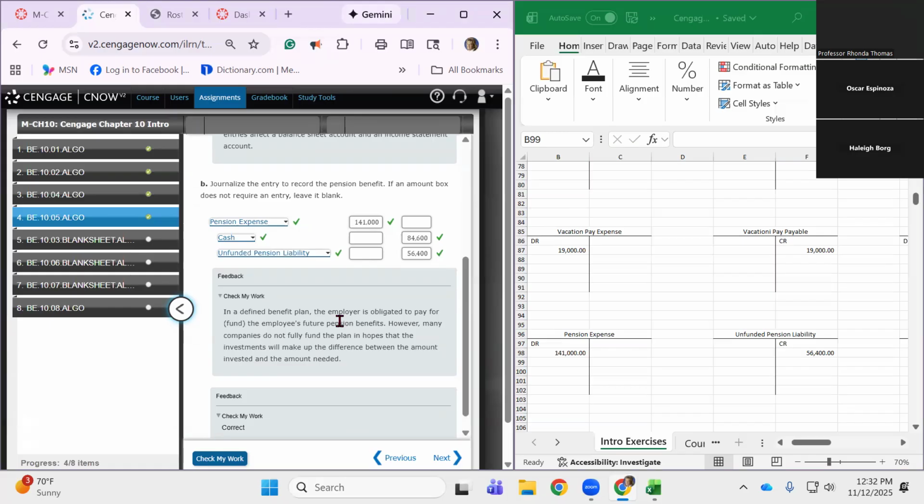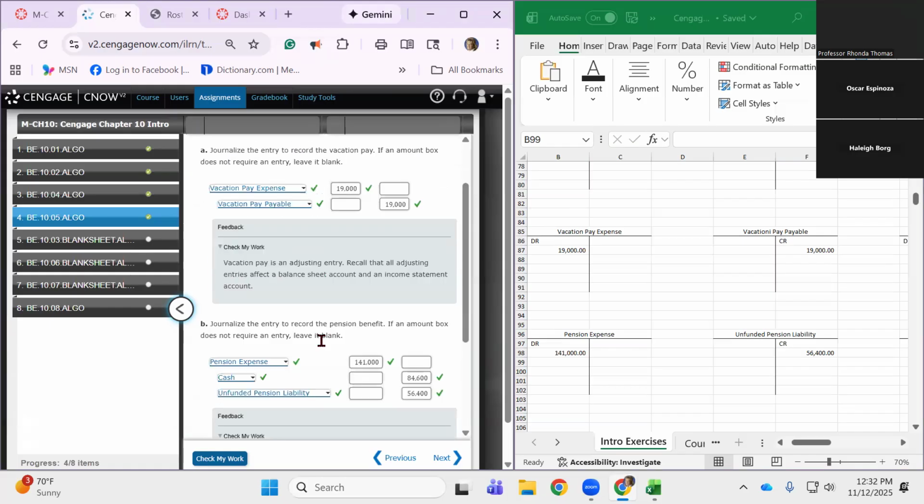defined contribution plan, where this one is a defined benefit plan. Defined pension benefit means that only the employer puts in, but a defined contribution plan is both, the employee putting in and the employer possibly matching some of that. So that would be like your 401k. Okay, so let's keep going.